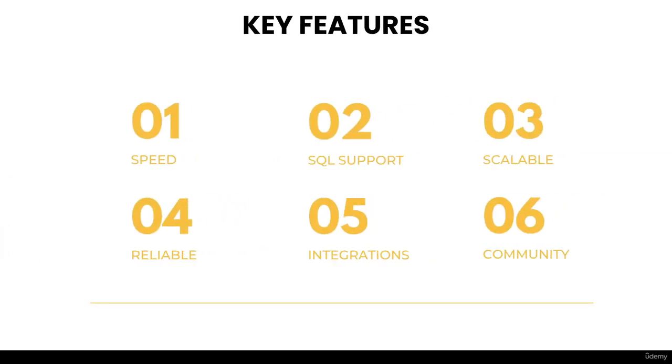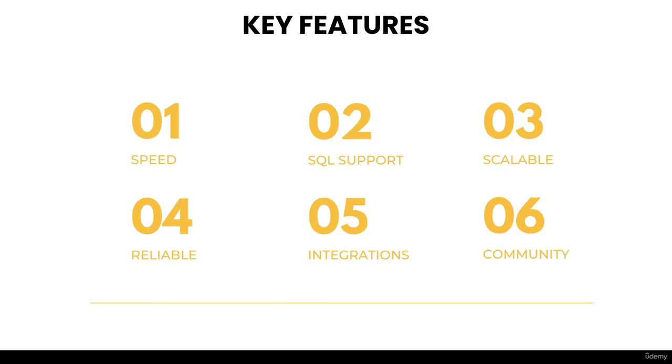Let us look at the key features of ClickHouse. As mentioned before, ClickHouse is optimized for speed, and ClickHouse supports SQL. The ClickHouse dialect of SQL is quite similar to ANSI standard, and it has a lot of useful inbuilt functions. ClickHouse is easily scalable, and it is quite reliable. When it comes to reliability, ClickHouse supports data replication, and a ClickHouse cluster is easily scalable and supports distributed data processing through sharding.